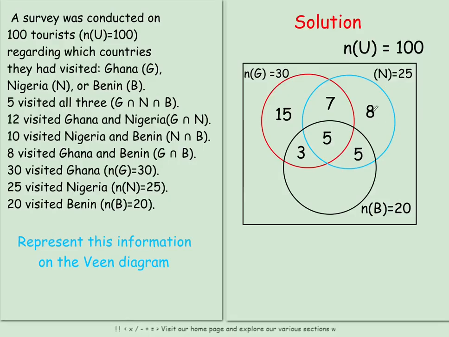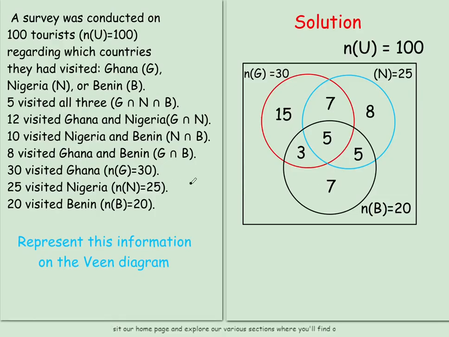Then we write the 8 also over here. Gradually, our Venn diagram is taking shape. So we have all these over here, which have to sum up to 20. But we have 5, 5, and 3. 5 plus 5 plus 3 gives us 13. 20 minus 13 gives us what? A 7. And that is what we have over here. So with this, we have been able to fill out our Venn diagram.